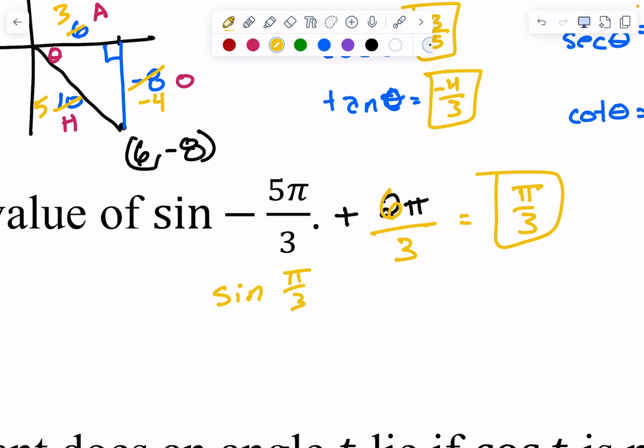Pi over 3 is in the first quadrant. It's 60 degrees, and sine of 60 degrees is the y coordinate. So it's just asking for whatever the y coordinate is. You said square root of 3 over 2? Square root of 3 over 2. Final answer. Okay? When it says exact value, don't do a decimal. That's what I said. You want just to look it up on the chart. Awesome. Yep, that's the answer. Square root of 3 over 2.